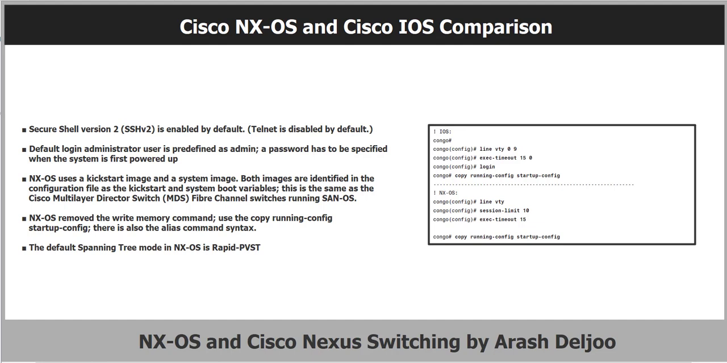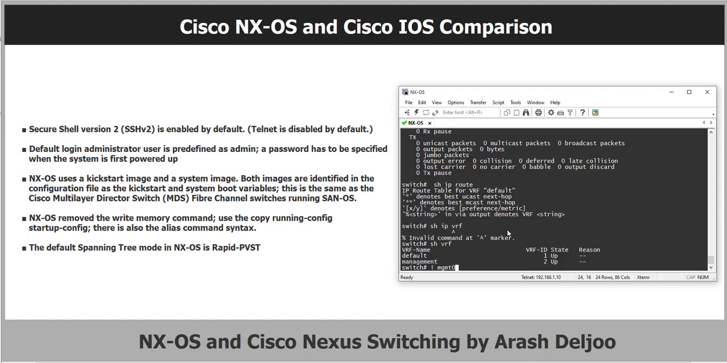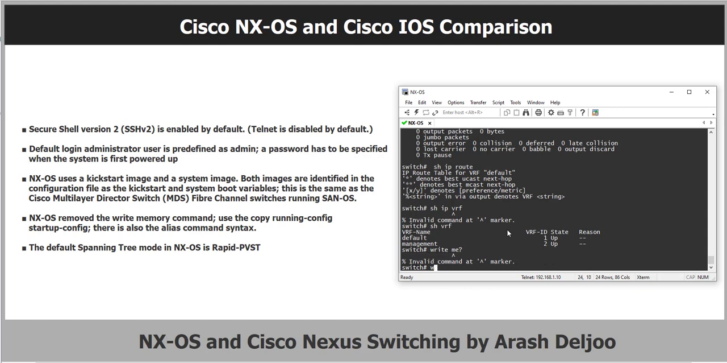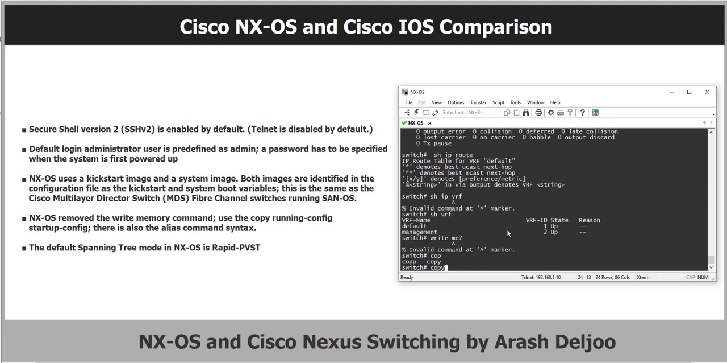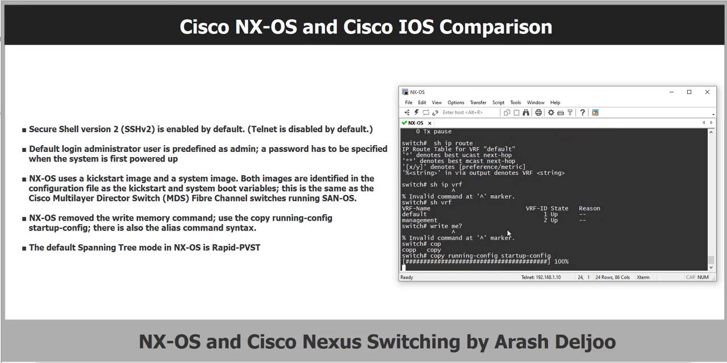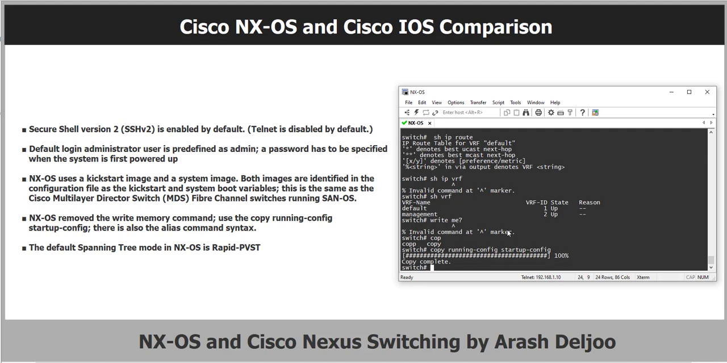There is also the alias command syntax. Let me show you. This is our switch here. In this switch, we don't have the write memory command. Look at here, write memory is not available. But you can use copy running-config to startup-config. This is the method of saving configuration in NX-OS.